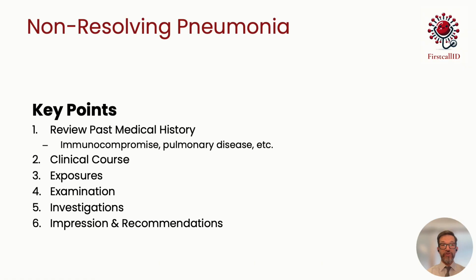So here are the key points to our assessment as ID consultants and patients who have a non-resolving pneumonia. I like to include the past medical history up front, thinking about potential immunocompromise or immunosuppression and any history of pulmonary disease. We want to establish the patient's clinical course both before starting antibiotics and after starting empiric therapy. We'll take a detailed exposure history. We'll examine the patient for both pulmonary findings as well as extrapulmonary manifestations of disease. We'll review the investigations to date, including microbiology and imaging, as well as other testing. And from this, we'll come up with our impression and recommendations.